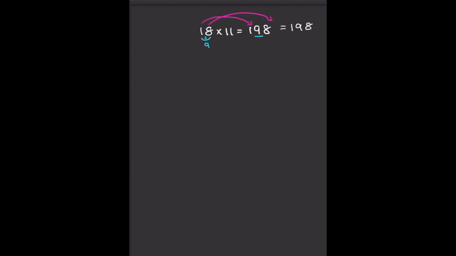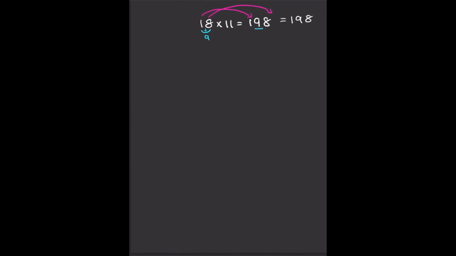Now we're going to go on to the next example, which is 22 times 11. Alright, so now we're going to do the same thing. We're going to put the 2 and then take the other 2, with a gap in the middle. Now 2 plus 2 is 4. Put the 4 there. So the answer is 242.